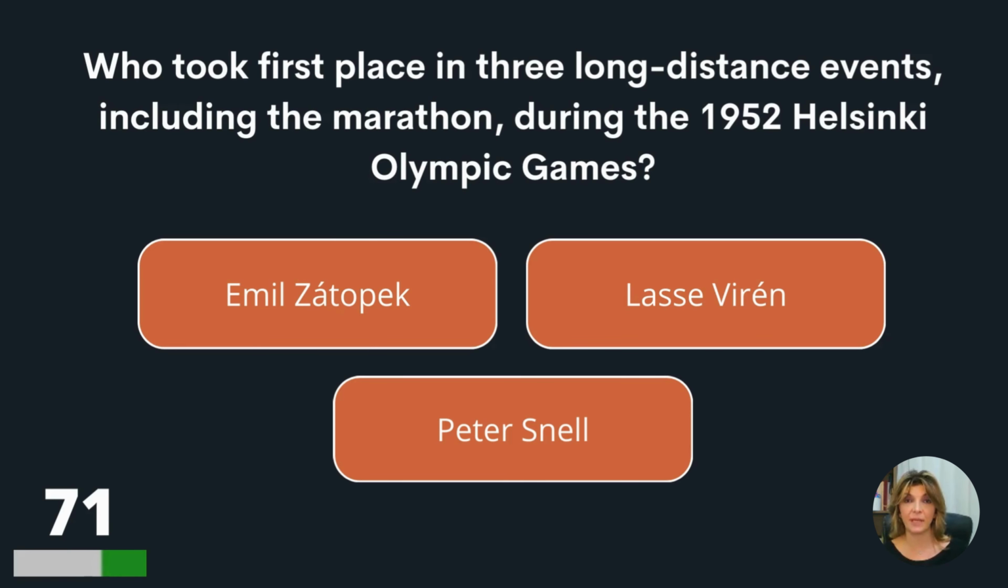Who was the 2000 Formula One Drivers' Champion? Lewis Hamilton, Michael Schumacher, or Rubens Barrichello? Michael Schumacher.